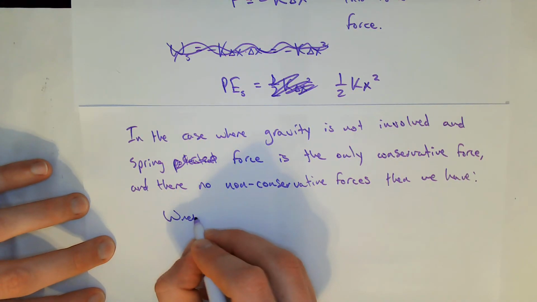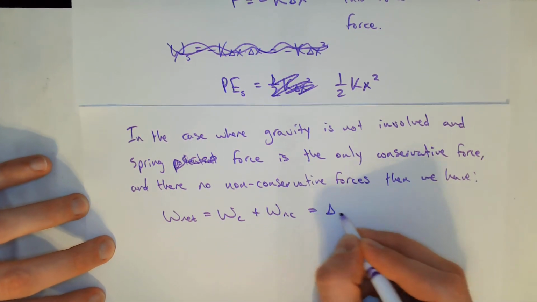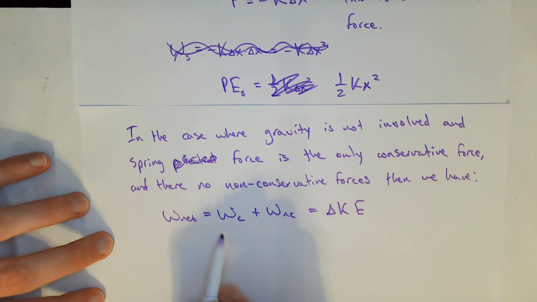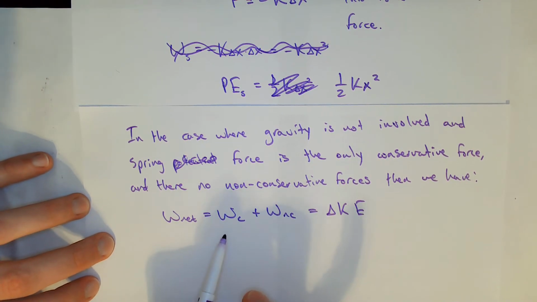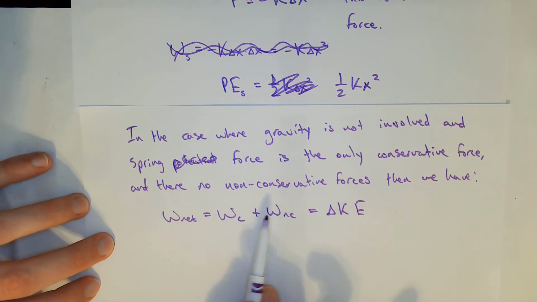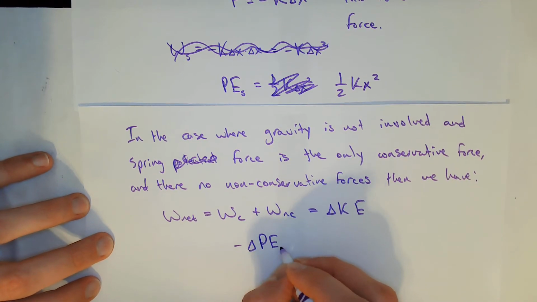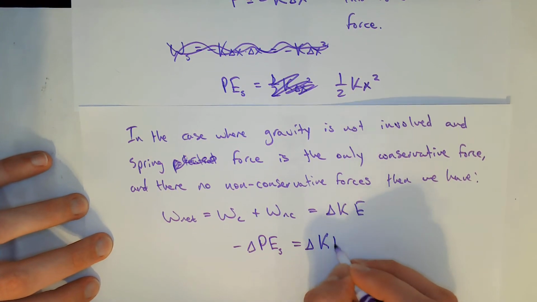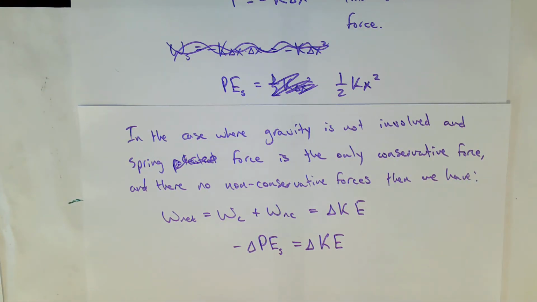W net work equals conservative forces plus non-conservative forces, which should equal delta KE. My only conservative force is the spring force, so no gravity, and this term is 0, no non-conservative forces. I'm getting this relationship: delta PES is equal to delta KE. Very, very similar to the gravity one. And yes, there's a negative there. Again, it's for a different reason.